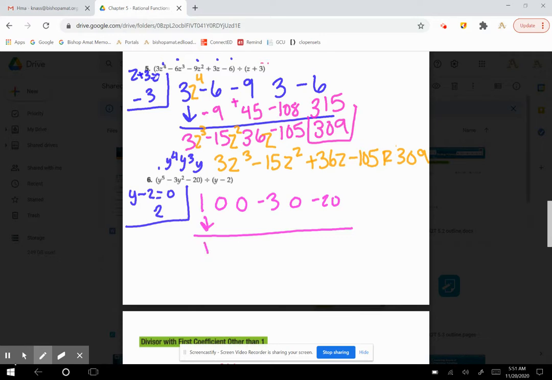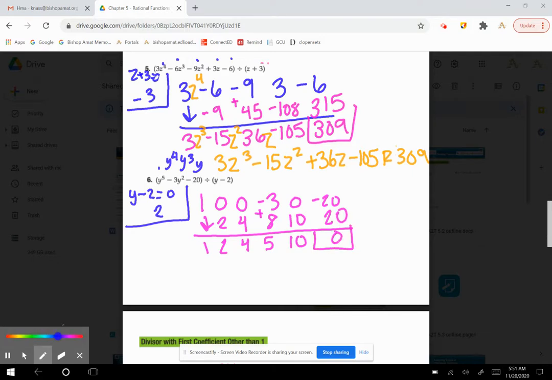Drop that down. Okay, now we multiply. So 2 times 1 is 2. 2 times 2 is 4. Drop the 4 down. 2 times 4 is 8. Add those to get you 5. 2 times 5 is 10. Drop the 10 down. 2 times 10 is 20 with the remainder of 0.